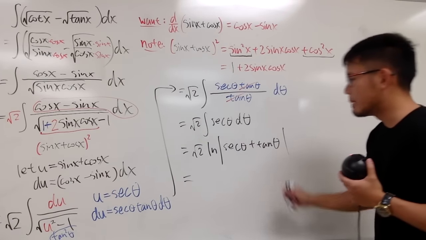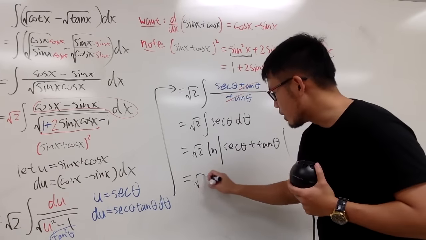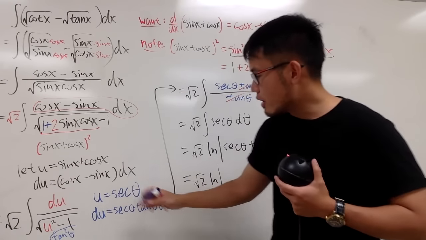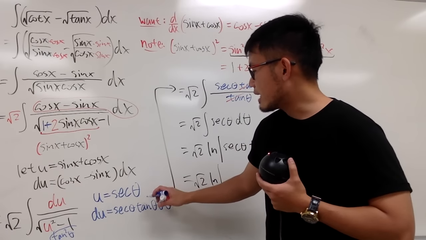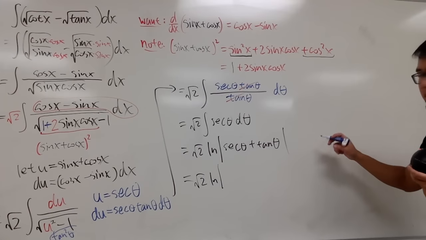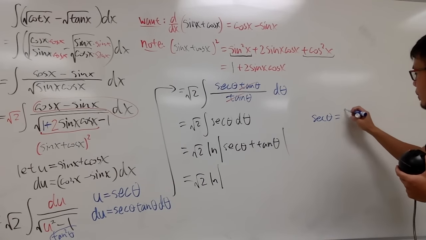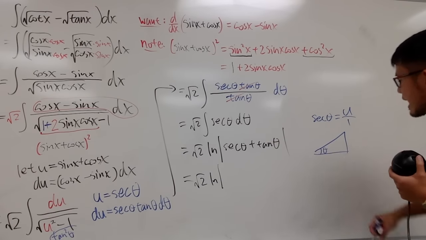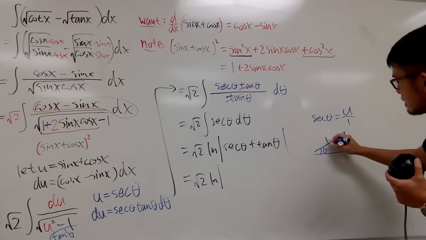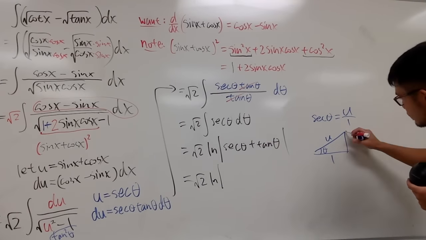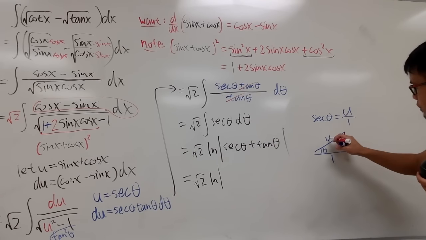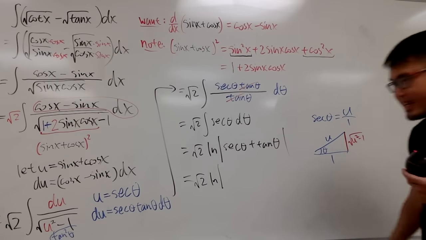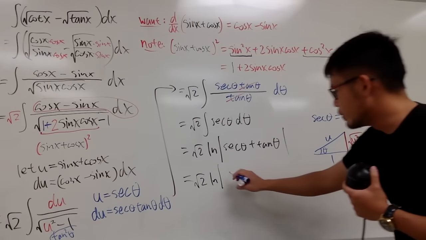So how can we get back to the u world? I will still have the square root of 2, the ln, and the absolute value. Let's look at a right triangle. u is equal to secant theta, so secant theta equals u over 1. Here is the angle theta. The definition of secant is hypotenuse over adjacent. Based on this, the opposite is the square root of u squared minus 1 squared, which is just 1. Secant theta is just u over 1, which is just u.